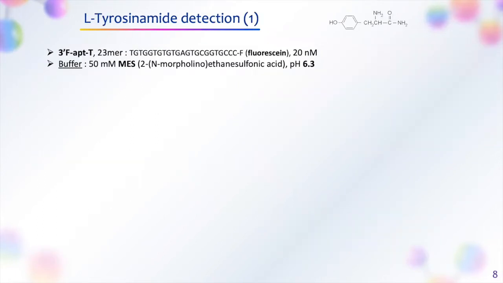To begin with, we used a 23-mer DNA aptamer targeting L-tyrosinamide, which is a model probe. The fluorescein reporter is attached to its 3' extremity, and we chose a MES buffer at pH 6.3 because of its very weak complexation features towards metal ions. And the slightly acidic conditions are particularly suitable for avoiding precipitation of metal hydroxides.